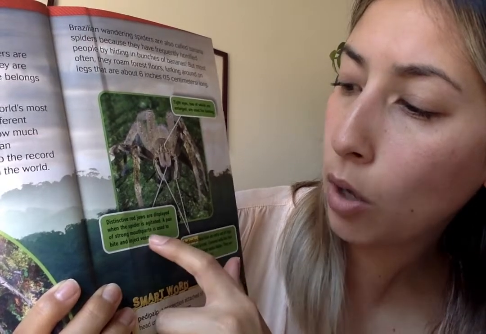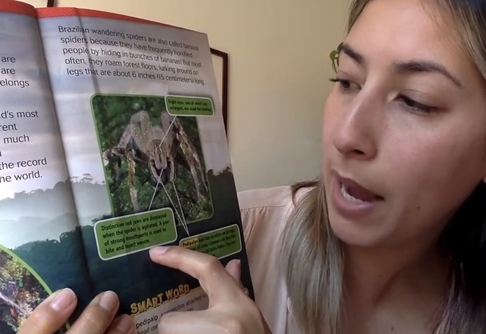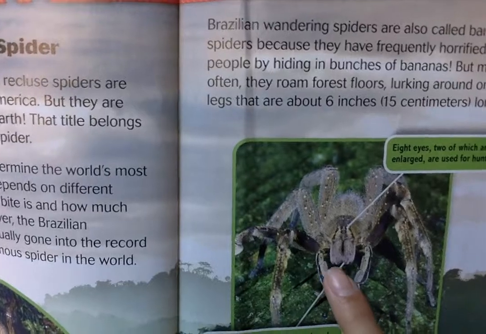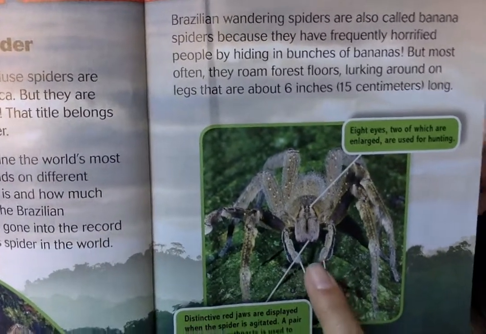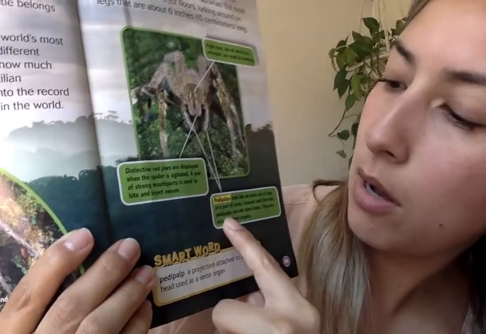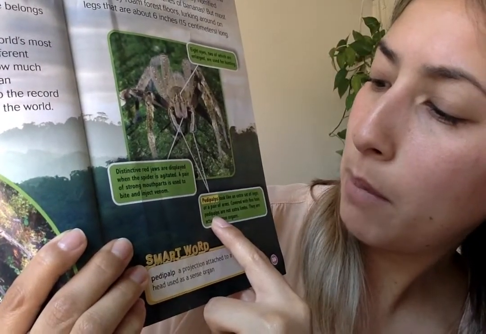Okay, he also has strong mouth parts that he uses to bite and inject his venom right over here. That's where the arrow is pointing. The next arrow is pointing right here. Let's find out what those are. Those are called his pedipalps, okay?